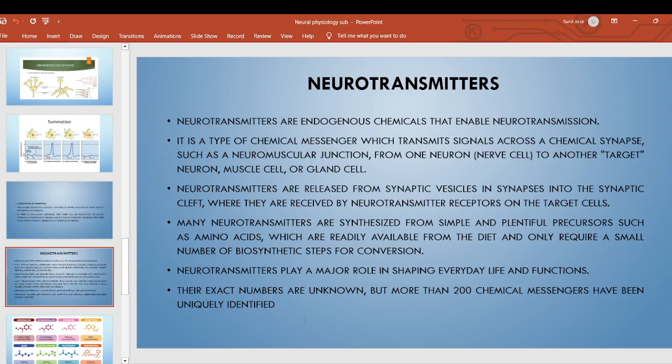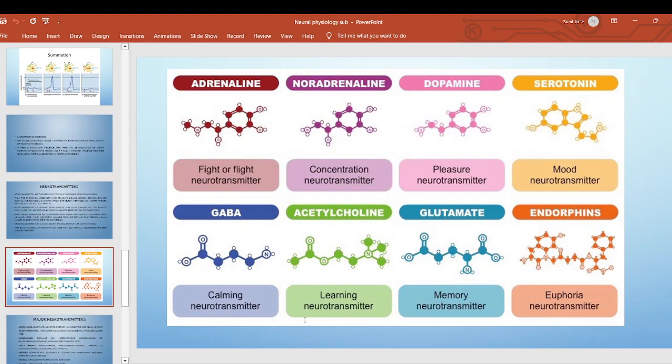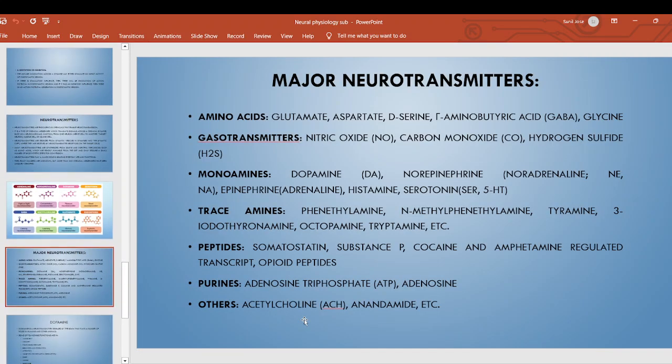That is how neurotransmission is mainly working. There are around 200 different types of neurotransmitters in our body. That is the total number of neurotransmitters which are available in our body. Now, when the projector comes alive, you can see that these neurotransmitters are adrenaline, noradrenaline, dopamine, serotonin, GABA, acetylcholine, glutamate, and endorphin. Each of these neurotransmitters has its own function.